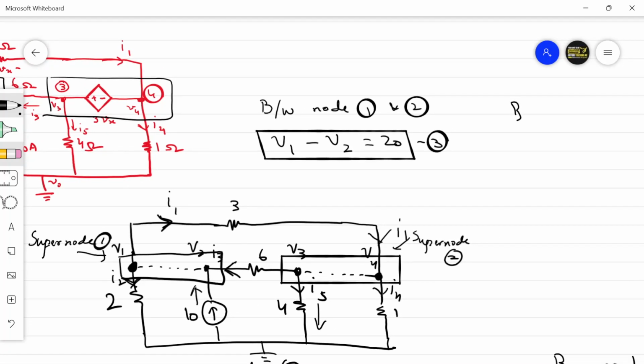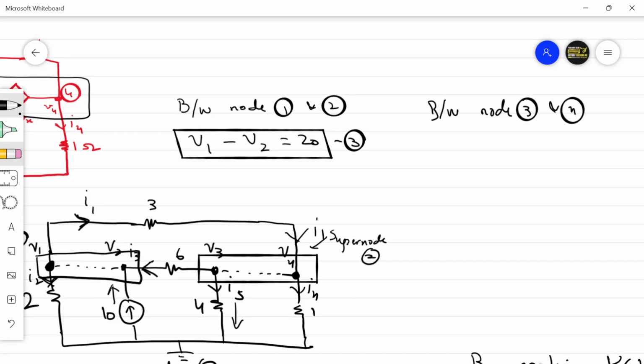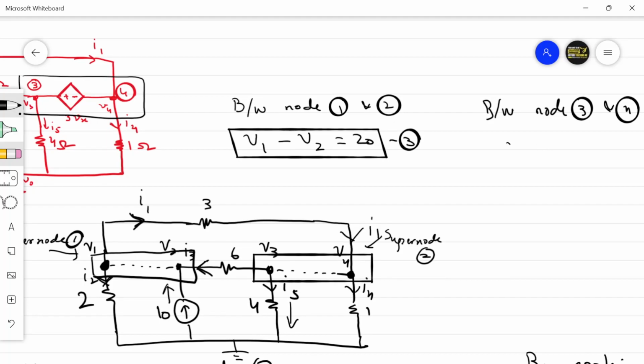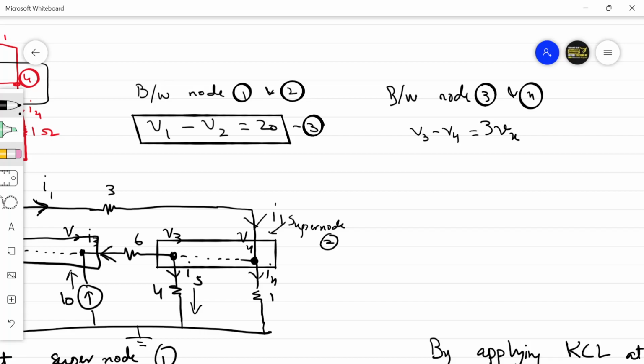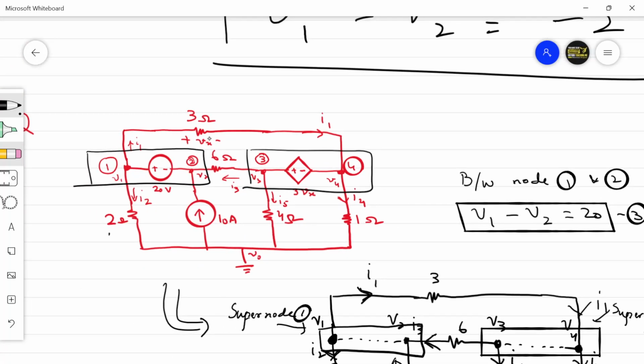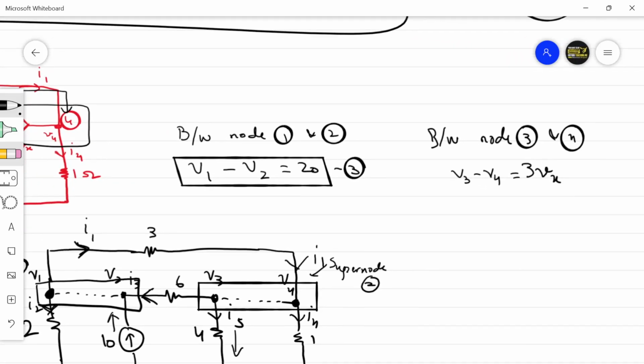Between node 3 and 4, the potential difference is V3 minus V4. It's equal to, this was 3Vx. Fine. Now this can be your fourth equation, but we do not know what is the value of Vx. First, we need to know what is the value of Vx. So what is Vx here? Vx is the potential across a resistance. It is actually the potential across this resistance of 3 ohms. Fine. You can also say this Vx is the potential difference between node 1 and node 4. You can also write it in those terms.